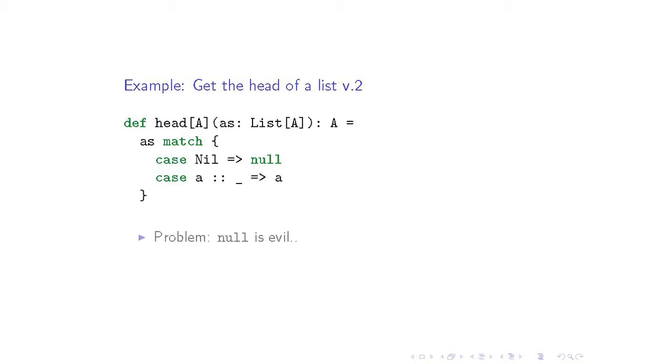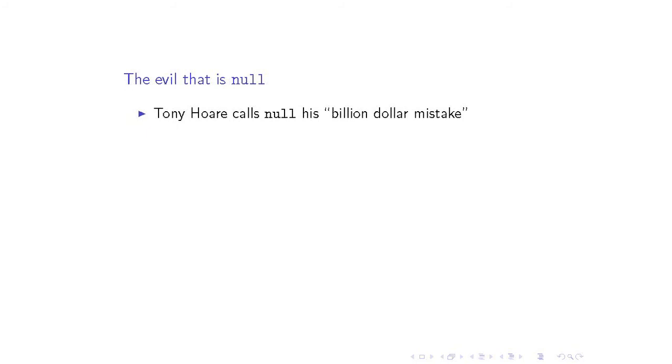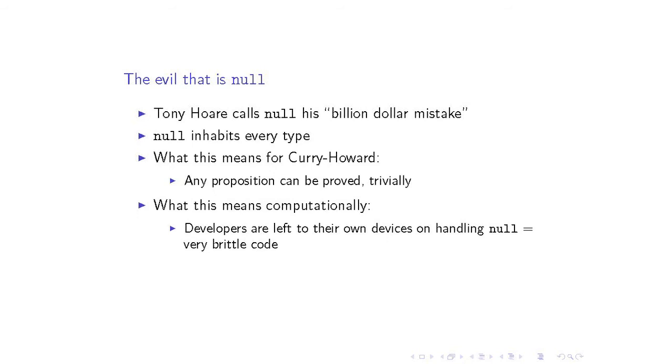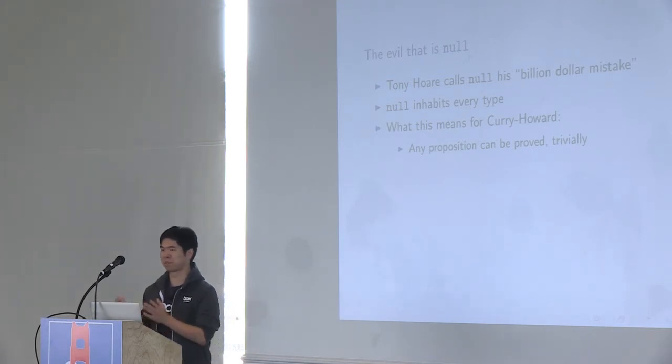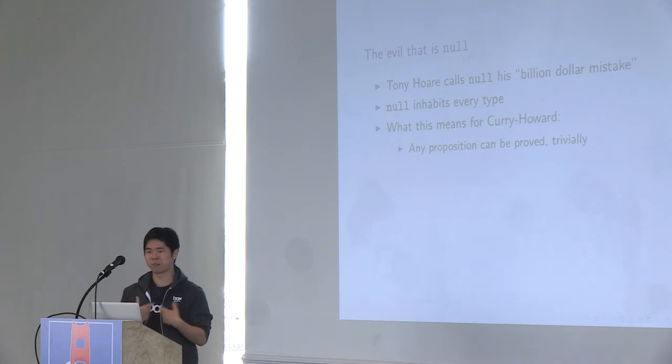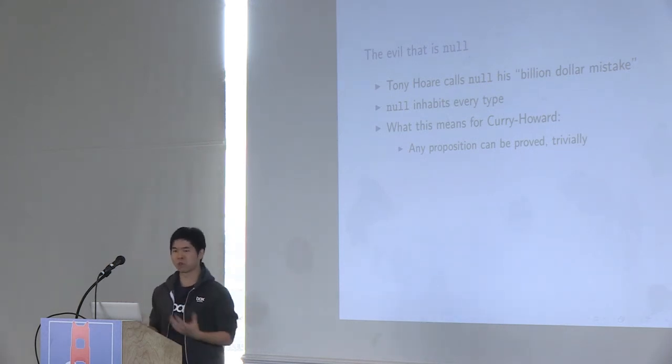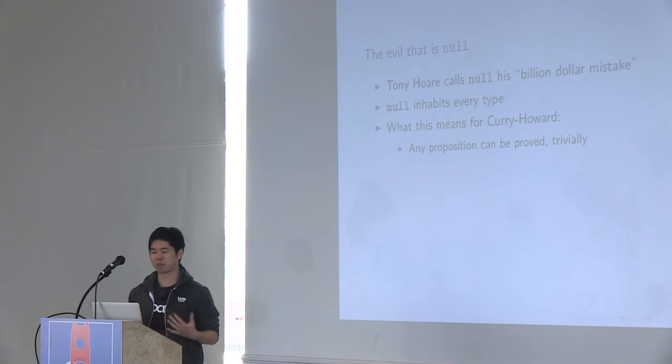Now the problem with this is null is evil. Let me convince you of this. Tony Hoare, who sort of invented null, calls null his $1 billion mistake. And the problem with null is that it inhabits every single type. So what this means in the context of Curry-Howard is that any proposition can be proved trivially, right? If a proposition is provable, there must be a term of that type. Null is a term of that type, so every proposition is provable. To actually prove it, we have to create a term of that type. As far as the compiler is concerned, null is a valid term of any type. So null essentially just destroys the nice logical framework in which our program lives in.